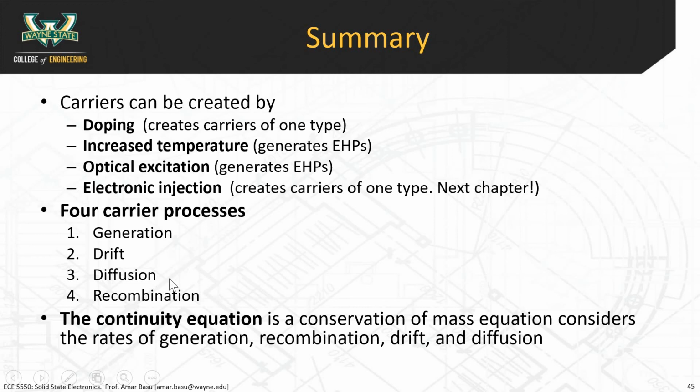And then we also talked about the 4 carrier processes. Make sure you know these backwards and forwards: generation, drift, diffusion, and recombination. If you know those 4 things, then I could tell you to look at a new device. If you understand those 4 processes and you have a good idea of energy band diagrams, you could give an intuition of how a new device might work.